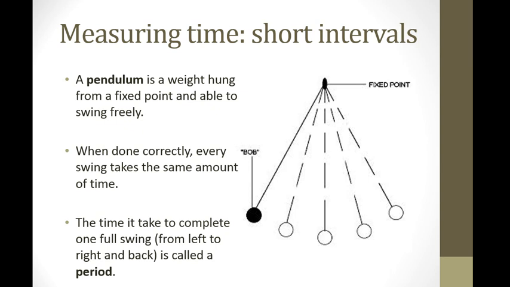So the time it takes to complete one full swing from the left side to the right side and all the way back is called one period. So for this picture that I've got here, if Bob starts here and he has to go all the way over to here and then all the way back, the time that it took for that trip to happen is called one period.